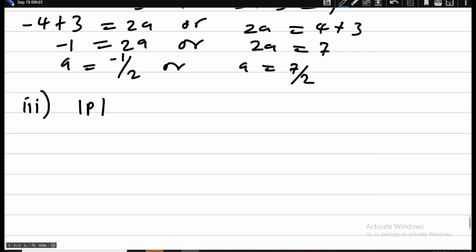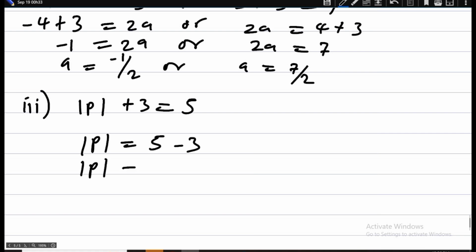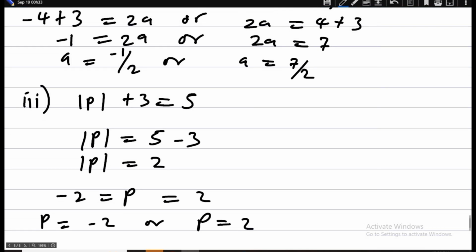First of all, I'm going to say that the absolute value of p is equal to what? 5 minus 3. So the absolute value of p is equal to what? 2. So we say that minus 2 is equal to p, which is equal to 2. So we separate it that p is equal to minus 2, or p is equal to what? 2. So that is that. We go to IV, 15 IV.